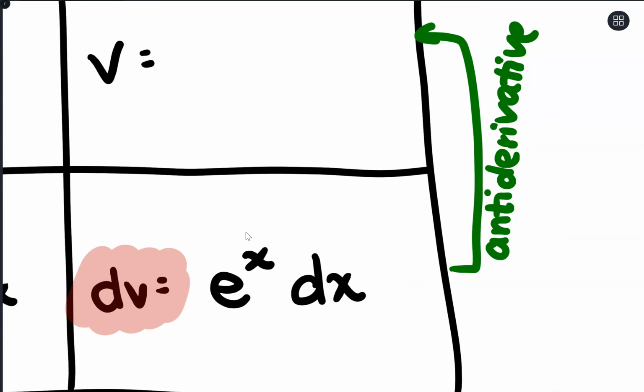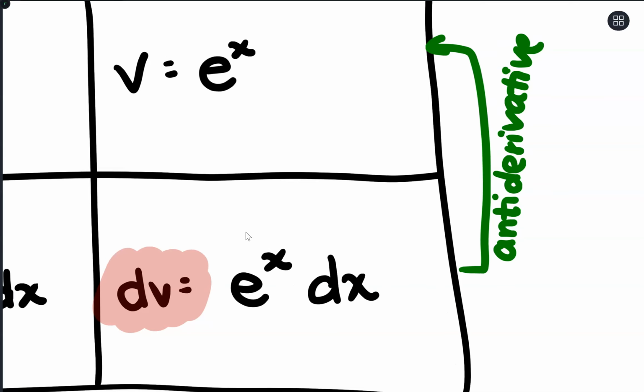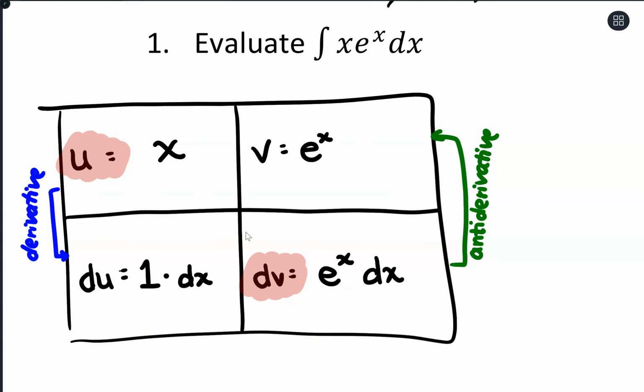So the antiderivative of e to the x is just e to the x. So v is equal to e to the x. So there's my table. We started with finding u and dv. From u we could get du by taking the derivative. From dv we can get v by taking the antiderivative. Just be sure you have your rules memorized, or not even memorized, but have them available so you know you're going in the correct direction here.